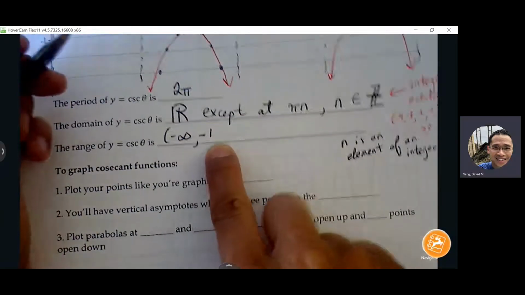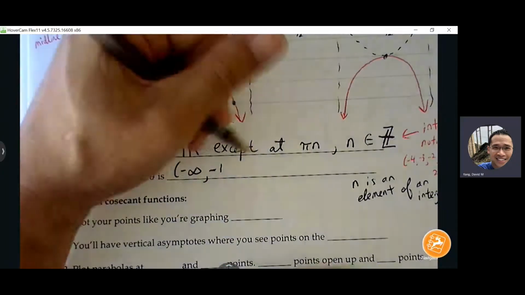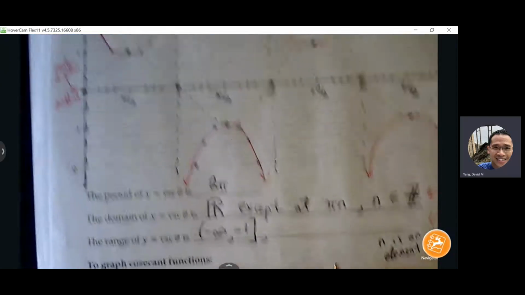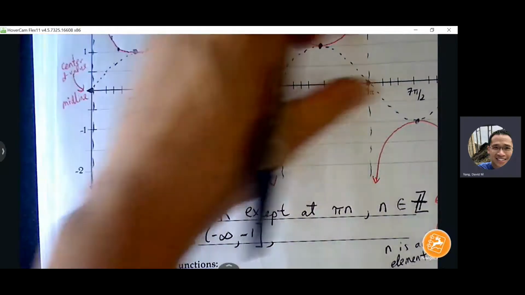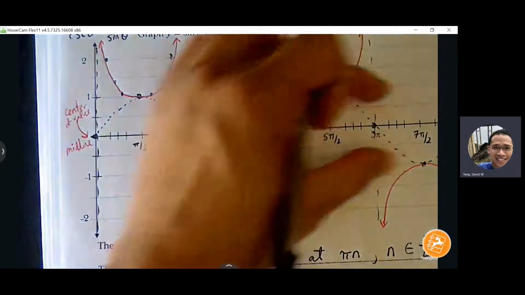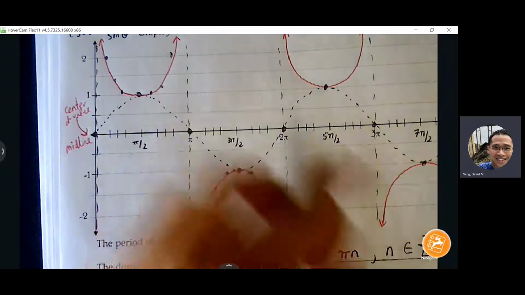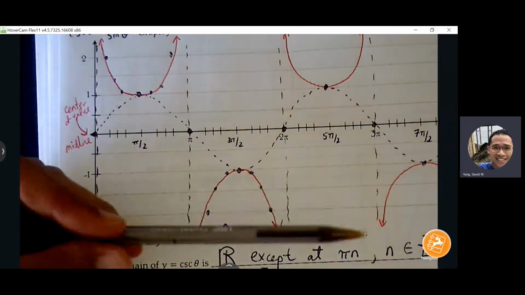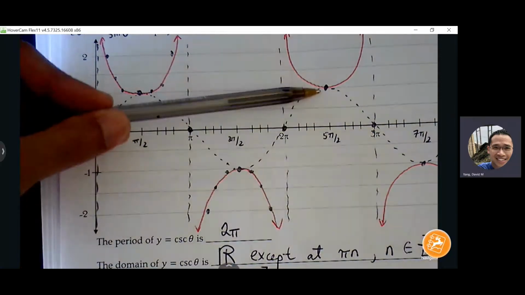Okay, do we put a bracket or parentheses there? Bracket, because it actually does touch that point. So bracket, and then comma, we're going to skip this space, right? Because our cosecant graph is not going to live in this space. We have those dotted lines, but those dotted lines are not part of the graph. So we're going to skip all the way up to where do we pick up again? 1, and then from 1 to, yeah.